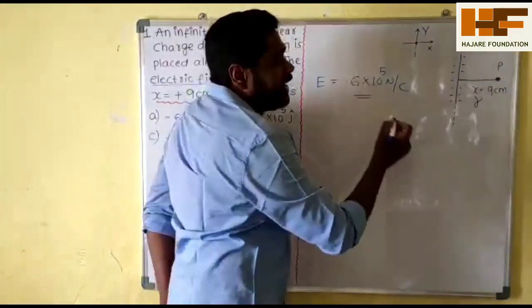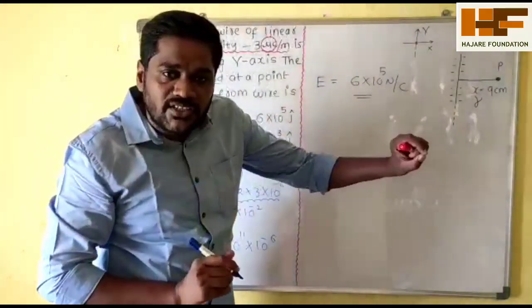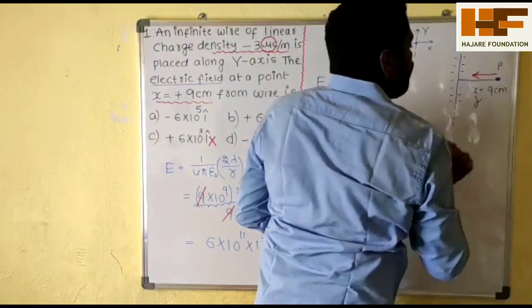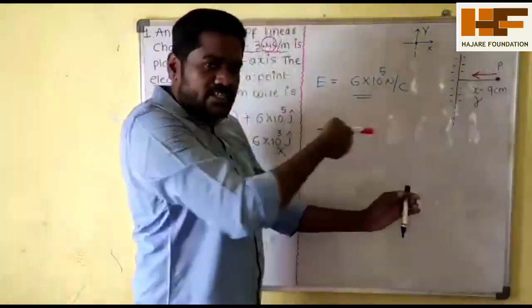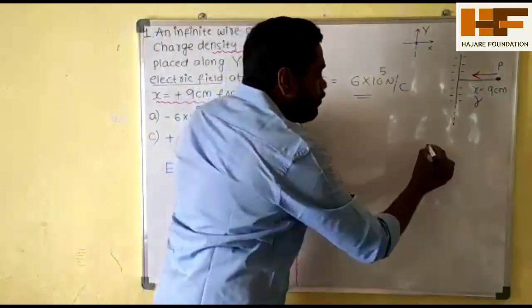Negative charge. For the negative charge, at any point the electric field is towards the charge or away from the charge? The electric field is compulsorily towards the charge. Therefore, this is towards the charge. Towards the charge means what?